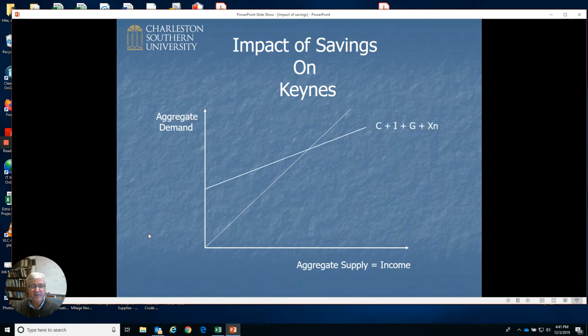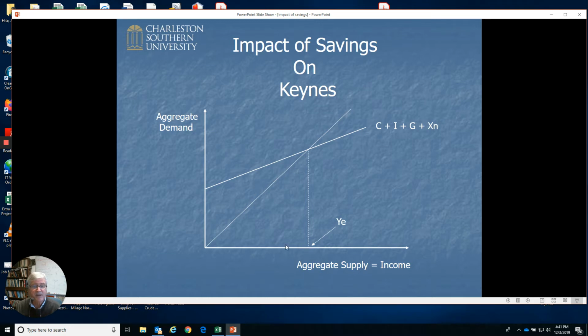There's a kind of graph that is very common in textbooks called the Keynesian cross. And this line represents aggregate demand because it's made up of personal consumption, business investment, government spending, and net exports. So this is aggregate demand, and here is the spot where aggregate demand equals aggregate supply. So right here is Keynesian equilibrium. This spot would be where, according to the Keynesian model, the economy would operate.